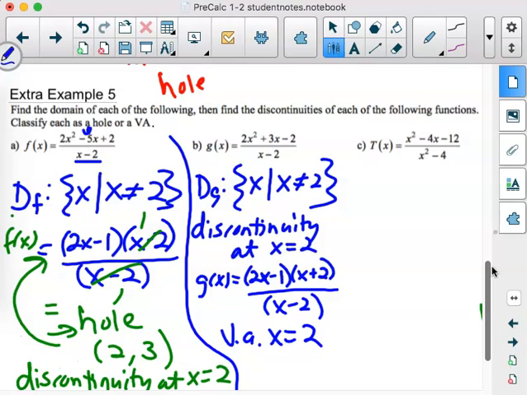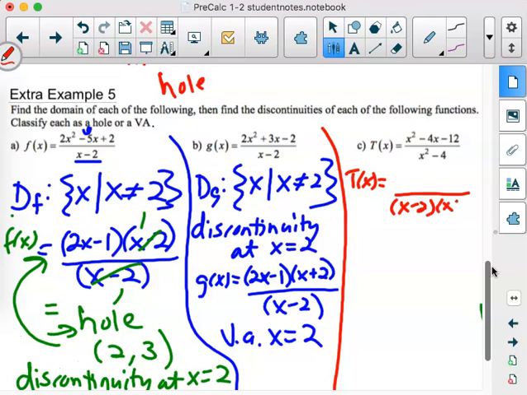Now, the last one here, this one's a little more work. More going on. So t of x, let's go ahead and factor the denominator first. That's a difference of two squares, so x minus 2 times the quantity x plus 2. And then on the top, there's no greatest common monomial factor. It's not a perfect square, anything. We just need two numbers that multiply to negative 12 and add to negative 4. So think about what those numbers would be.